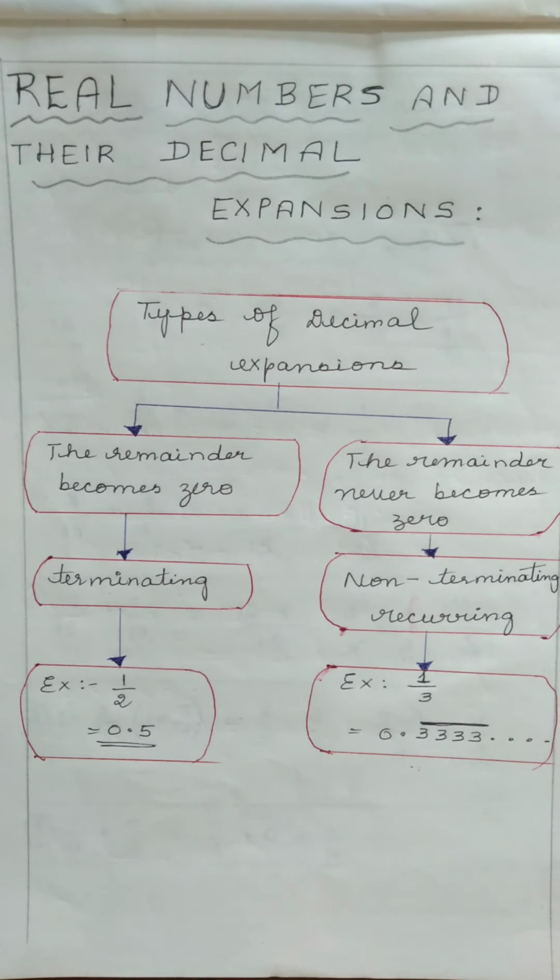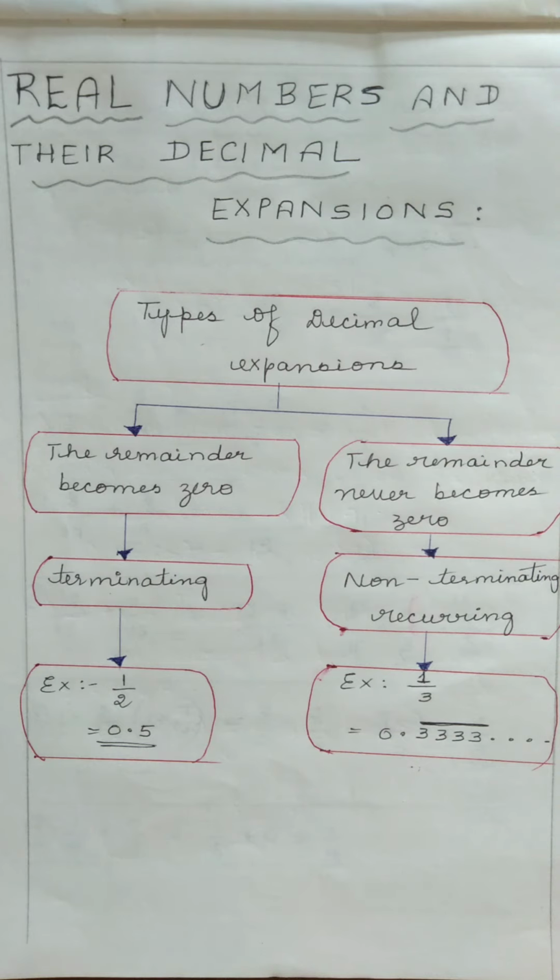Then what is this recurring? A single digit repeating more than 2 times is called recurring. So when the remainder will not be equal to 0, we get a non-terminating recurring decimal expansion. So consider the example 1 by 3. Here we get 0.333, and the digit 3 has been repeated more than once, or more than 2 times.